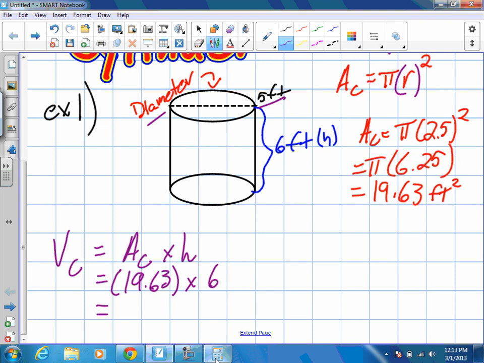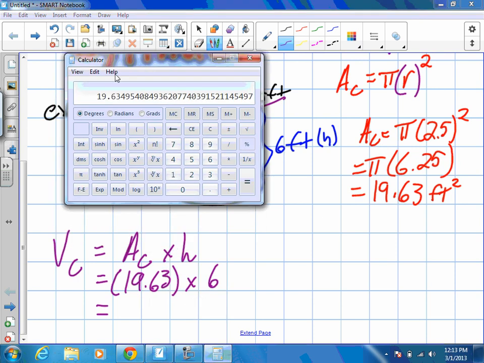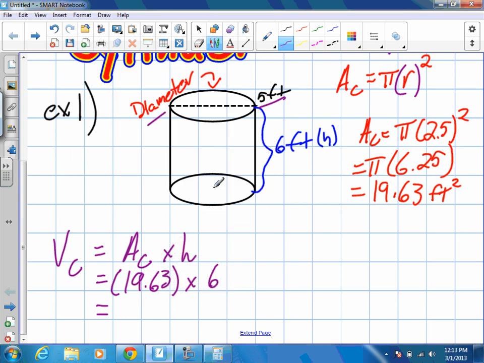So 19.63, look, it's already up there. I'll just multiply it by 6. 117.8, let's say. What are my units? Feet what? Cubed. Remember, volume is three-dimensional, so we're talking about 3 dimensions. We put a cubed at the end. So we found the volume. That's the first part. Check.